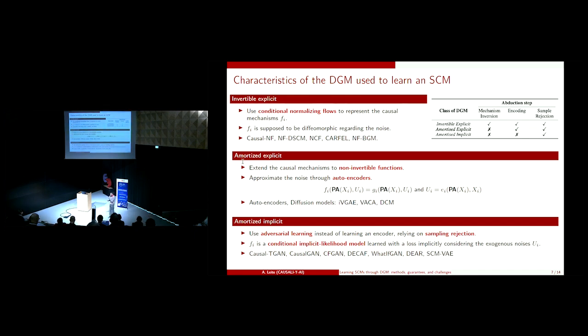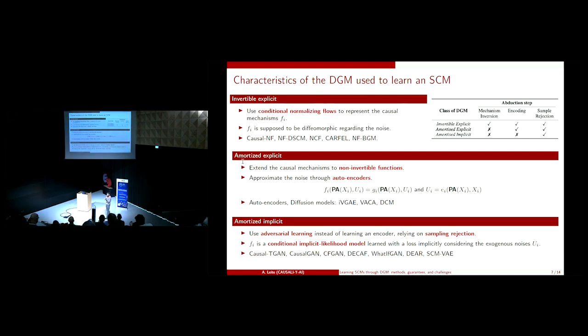That means I will be able to answer counterfactual questions. Another class tries to extend beyond the inverse mechanism, considering also methods whose mechanisms are not invertible. In this case, we lose the ability to directly compute the abduction step, so instead you need to approximate it. Most of the works use an autoencoder to learn the noise. In the first case, they normally rely on conditional normalizing flows. The second one, amortized explicit, can compute the abduction step but only uses autoencoders.